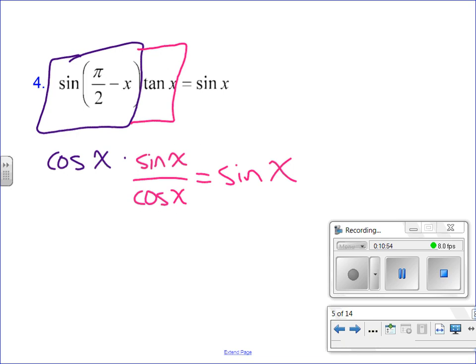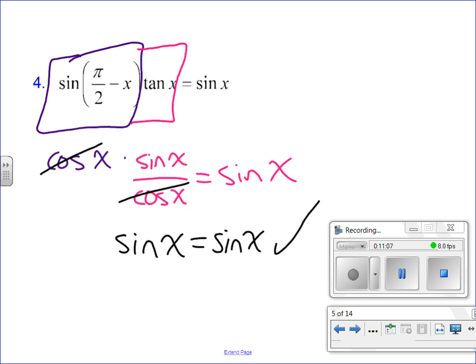All right. So we're in a really good spot, guys. Guess what we can do? Cancel our cosines. Cosines are gone. Sine x on the left. Sine x on the right. Check mark. We're verified. We're good to go. That was an easy one.